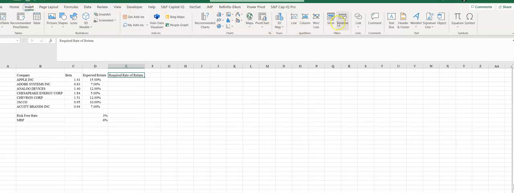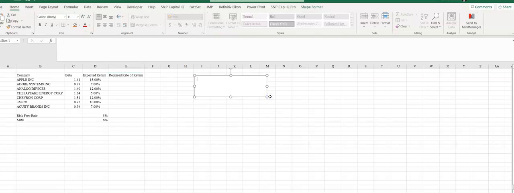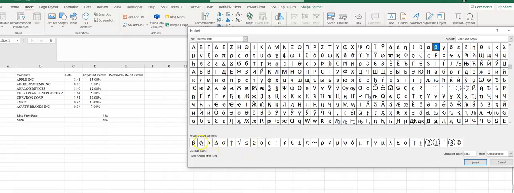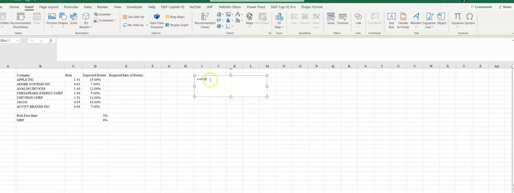If I may just insert it in here quickly. If you remember, the required rate of return for an asset should be equal to the risk-free rate of return plus the systematic risk of that asset. So we could just put in here the symbol beta times the market risk premium.